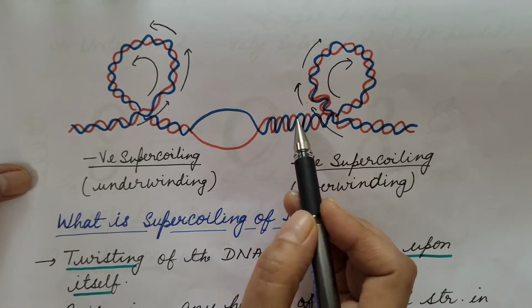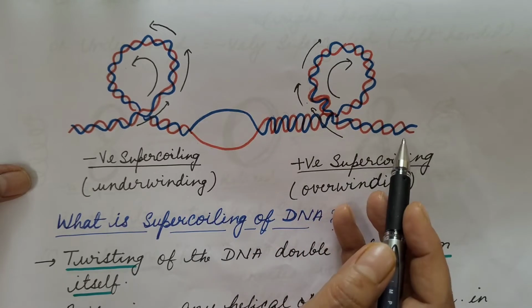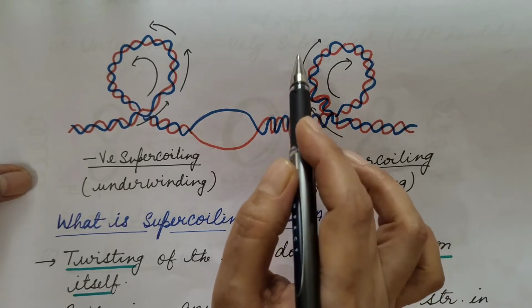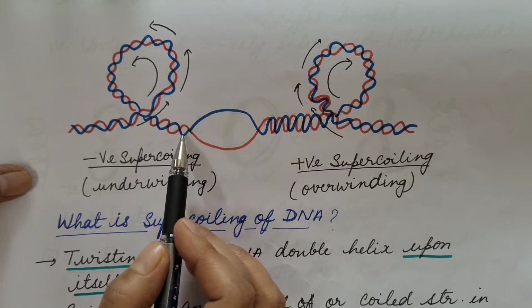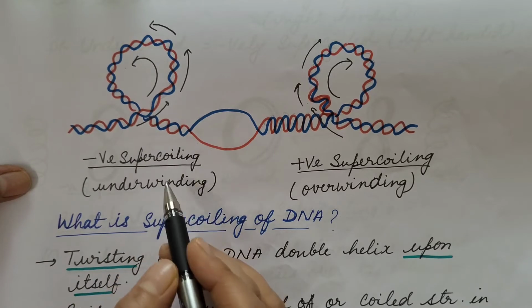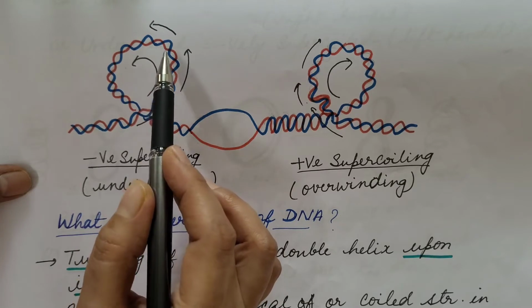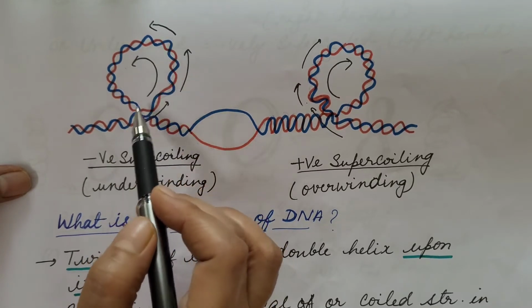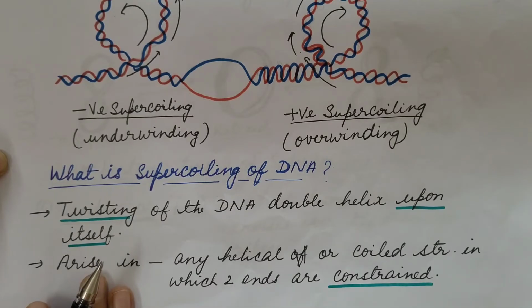Ahead of the replication bubble, the DNA overwinds, and it is known as positive supercoiling. The direction of coiling is clockwise. If we see behind the replication bubble, here also supercoiling of the DNA is taking place. Here it is underwinding and the DNA is supercoiled in this direction, that is anti-clockwise, and it is known as negative supercoiling. We will discuss supercoiling of DNA in detail in a separate video. Here we are going to discuss it briefly.